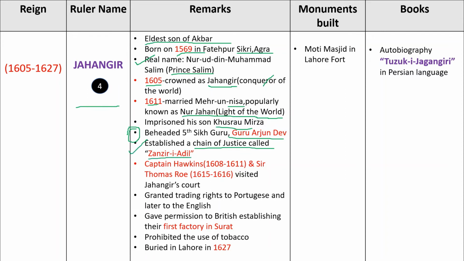During his reign, Captain Hawkins and Sir Thomas Roe visited his court. He granted trading rights to the Portuguese and English, and the British established their first factory in Surat. He prohibited the use of tobacco. This is also an important point to note.